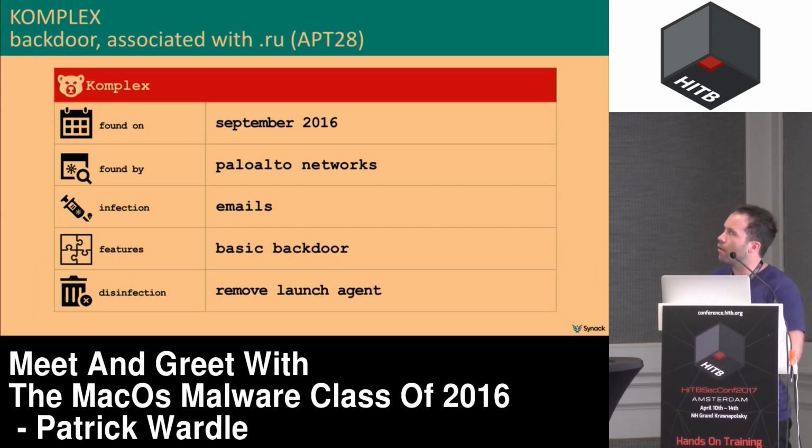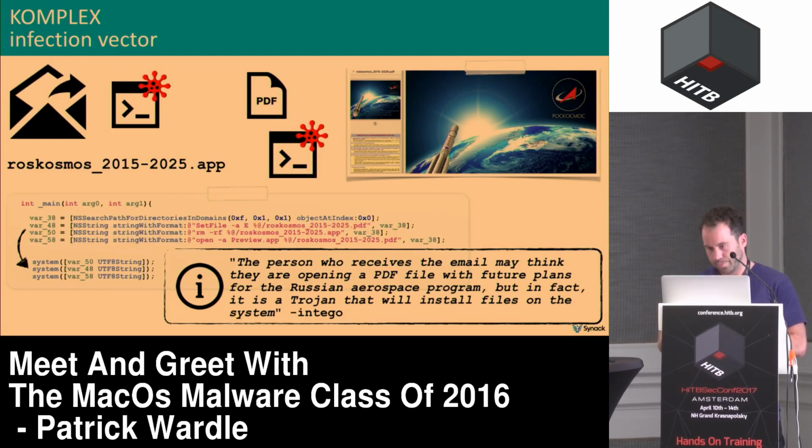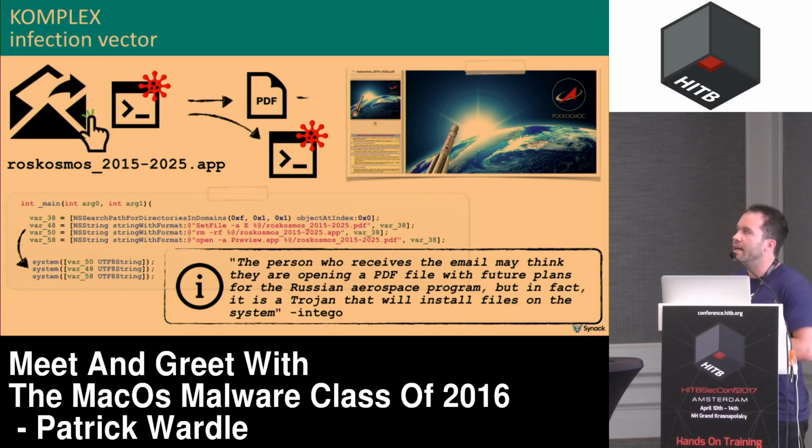All right, so the last piece of malware from 2016 is called COMMPLEX. We all know Russian cyber operations are a hot news topic, and a lot of Mac malware analysts believe that COMMPLEX is tied to the Russians. I think it's APT 128. Basically, it's one of their Mac implants or backdoors. It was distributed via an application, so a targeted user would get an email with an attachment, and the attachment would be an actual application, really not a very sophisticated infection vector.